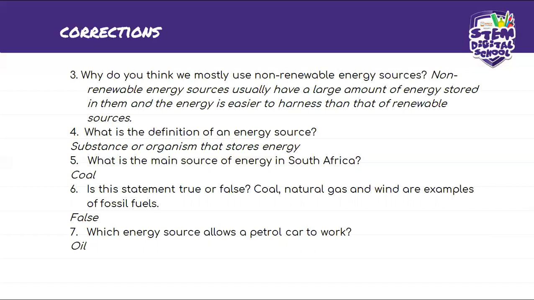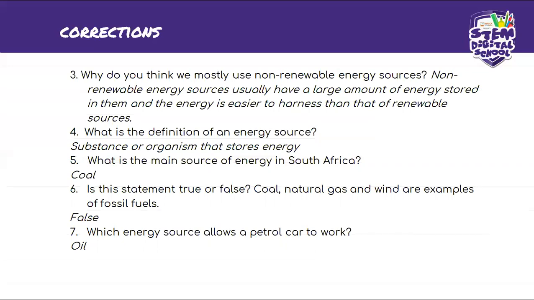What is the definition of an energy source? So you remember our first slide, we were talking about what? Energy source, substances or organisms that store energy is what? An energy source. Now let's go to five.